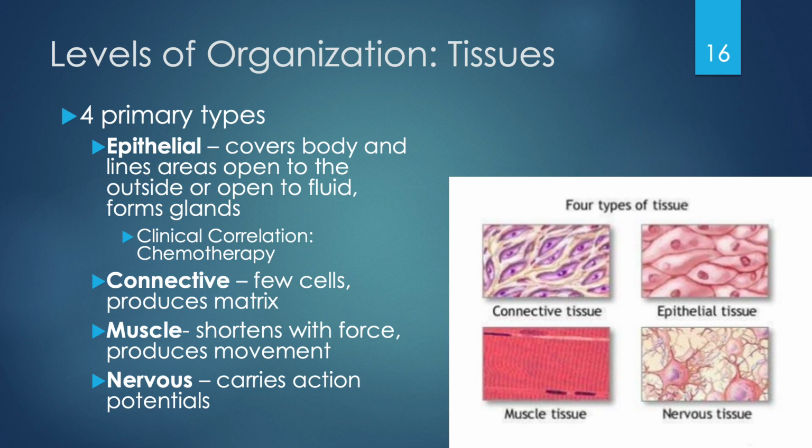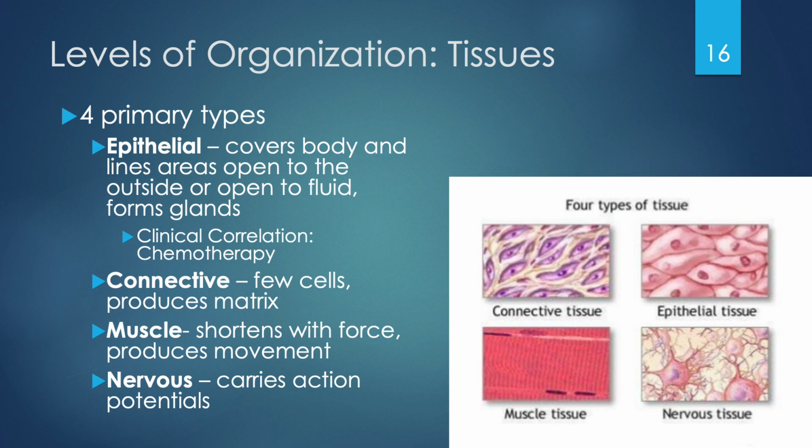Okay, another type is the connective tissue. Now, connective tissue will have fewer cells, but it produces matrix. And matrix is very important because it is essentially the scaffold that allows the connective tissue to build upon. There's also muscular tissue. So muscle tissue is going to shorten with force, and that allows us to produce movement. So let's say the biceps on my right arm here is going to contract as I bring my hand up to my shoulder. So that muscle tissue is very important to allowing me to actually move my arm.